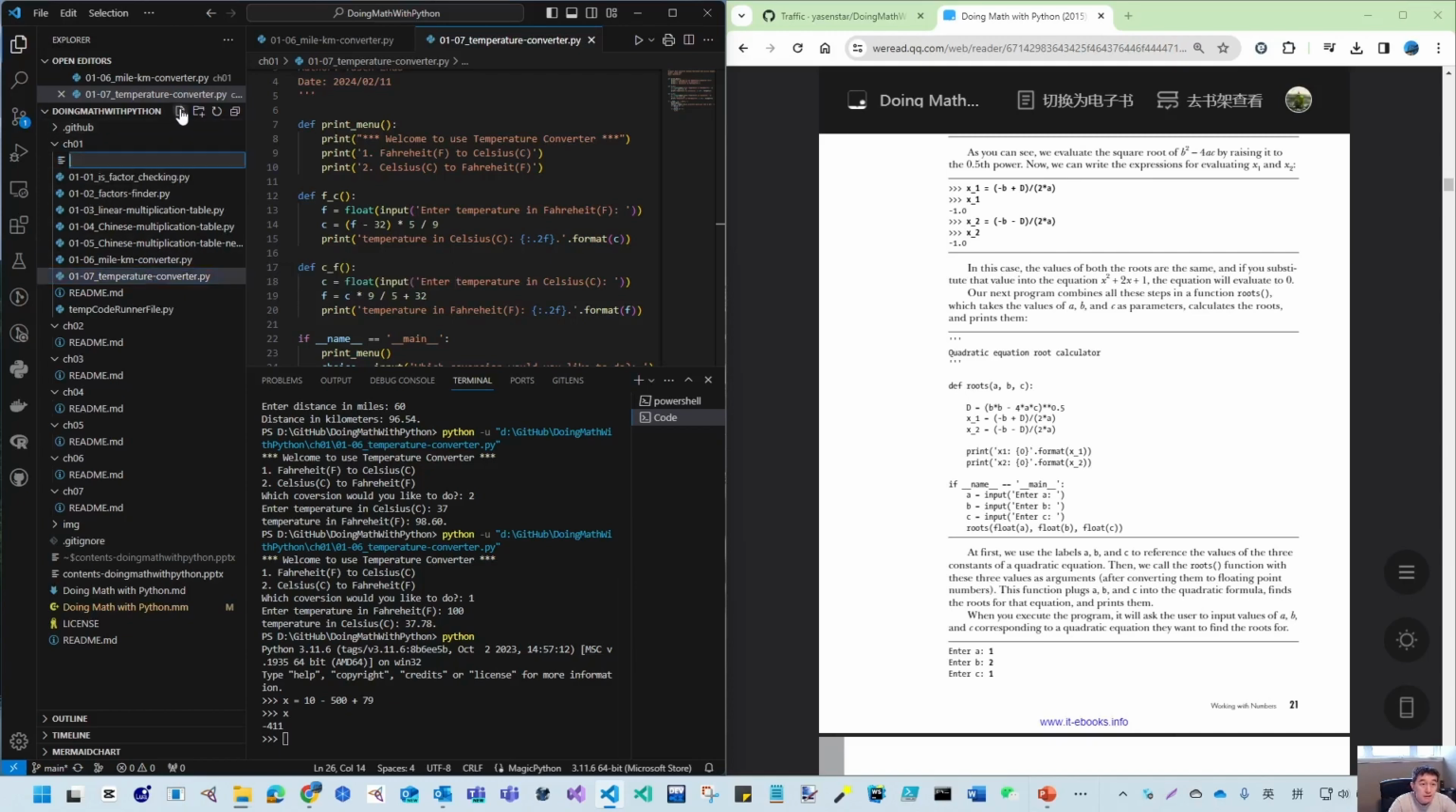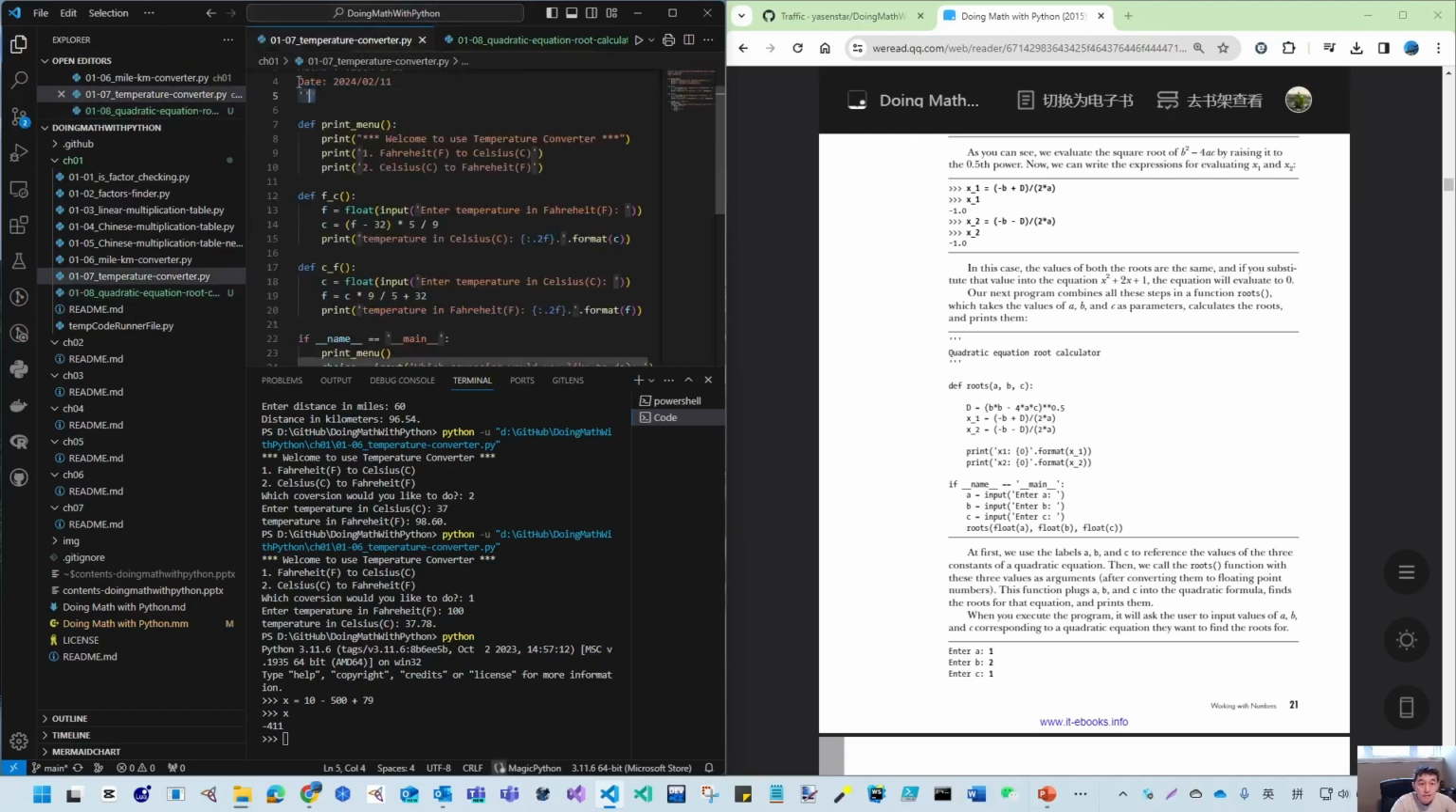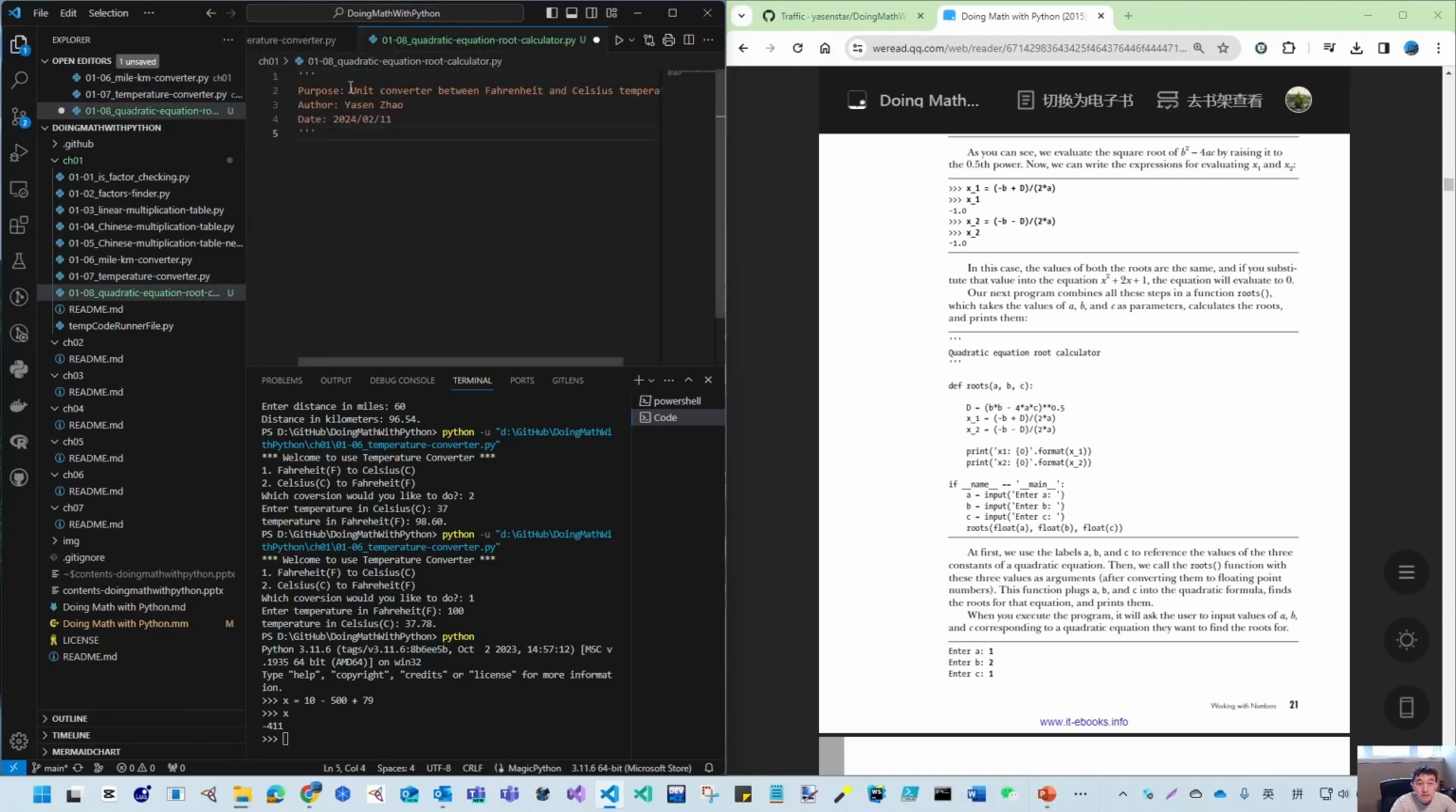So now let's create 0108, the quadratic equation root calculator.py. Don't forget about the py. Then let's copy here. So we have this. Calculator. With your name and dates, you can put that.